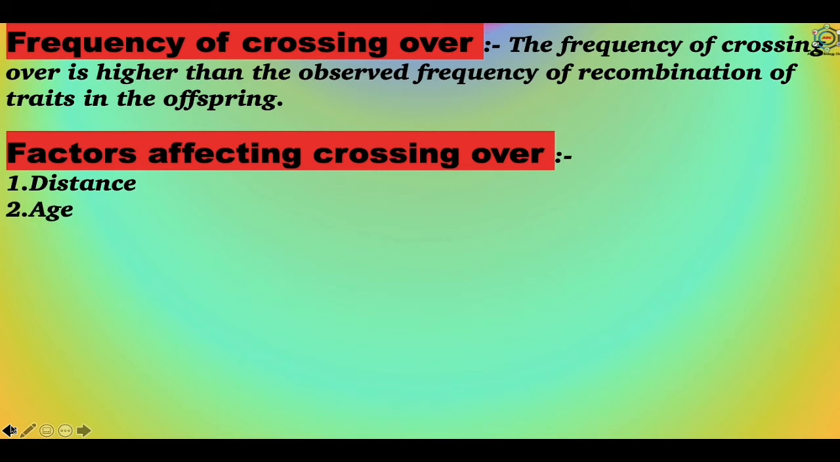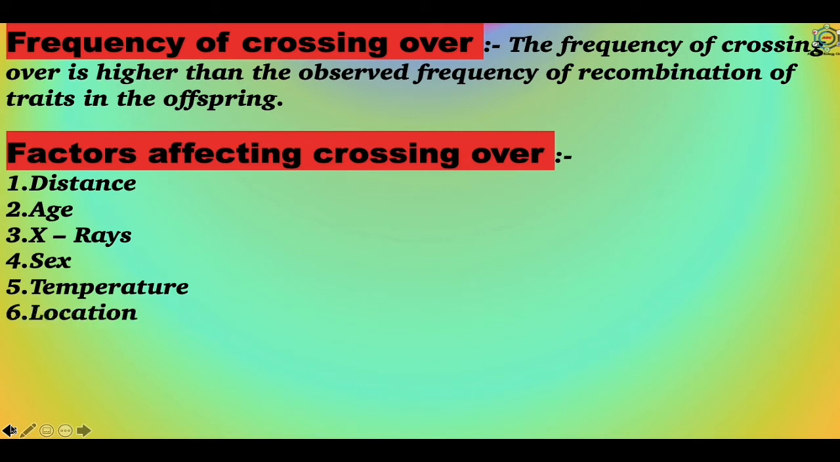Second is age. Crossing over frequency generally decreases with advancing age. Next is X-rays. Exposure to X-rays increases the frequency of crossing over. Next is sex. Crossing over has not been reported in male fruit fly. Male mammals have less frequent crossing over. Next is temperature. Variation in temperature increases crossing over frequencies.